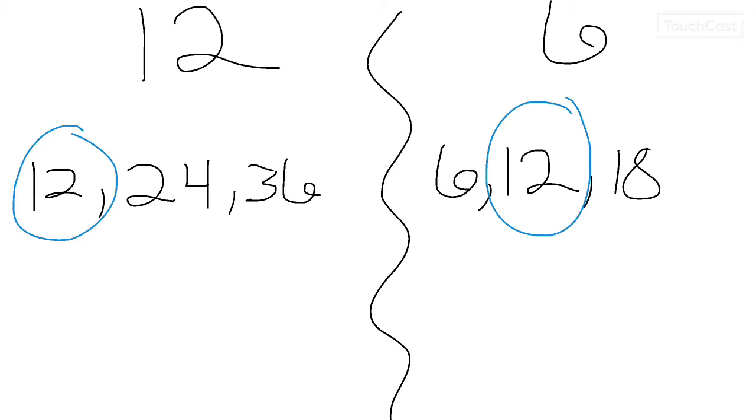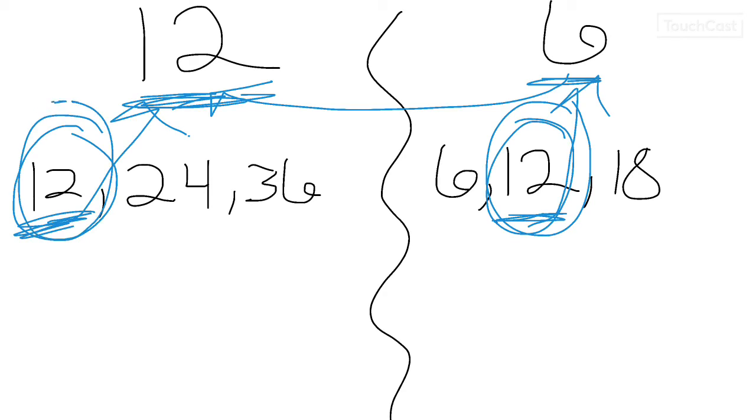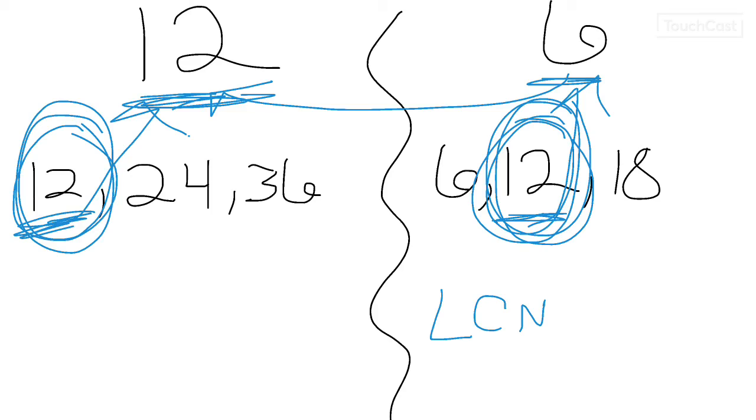So what I meant in the beginning is some kids can see that 6 actually goes into 12. So the least common multiple in this case is one of the numbers because 12 is a multiple of 12. 12 is a multiple of 6, and it's the smallest multiple that they both have in common. So the least common multiple here is 12.